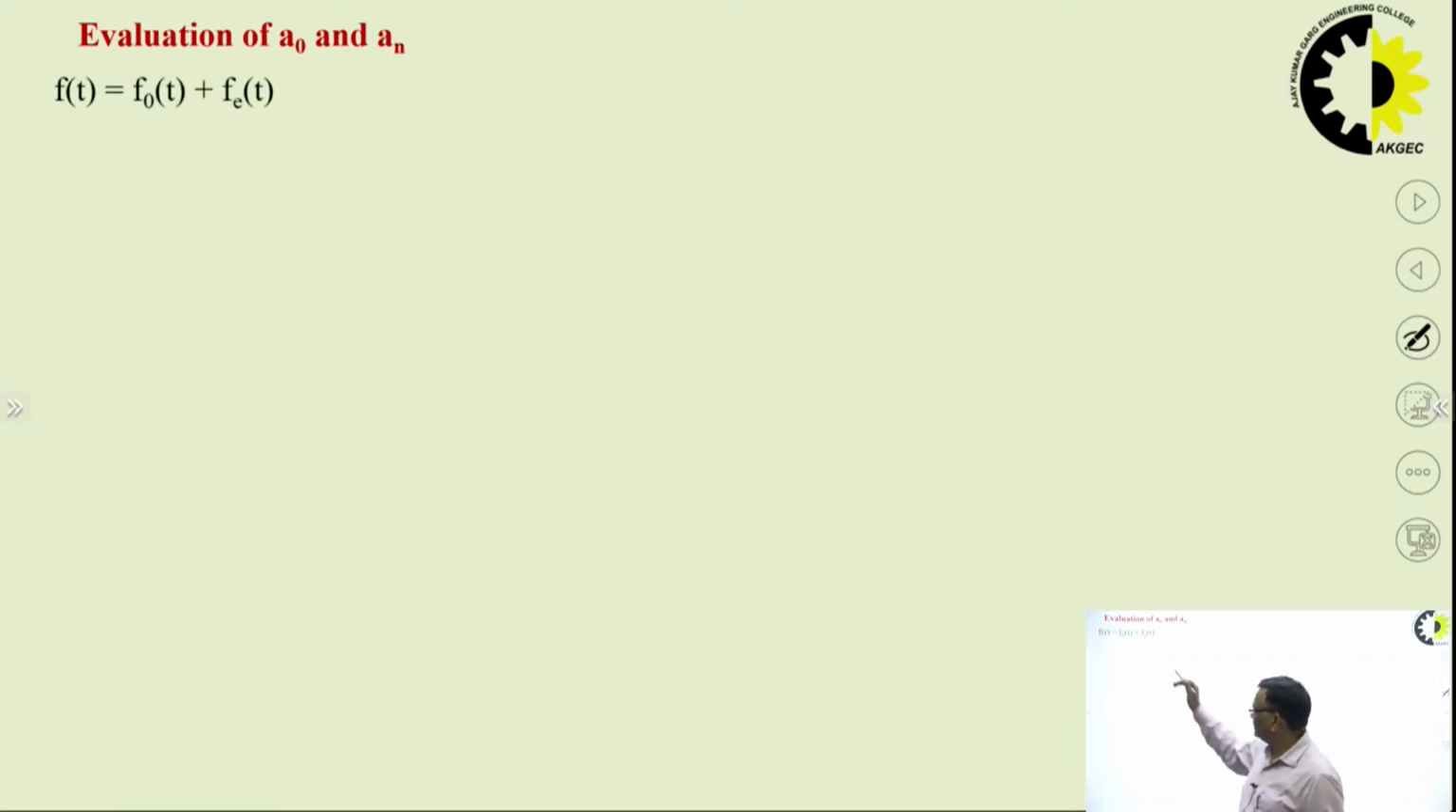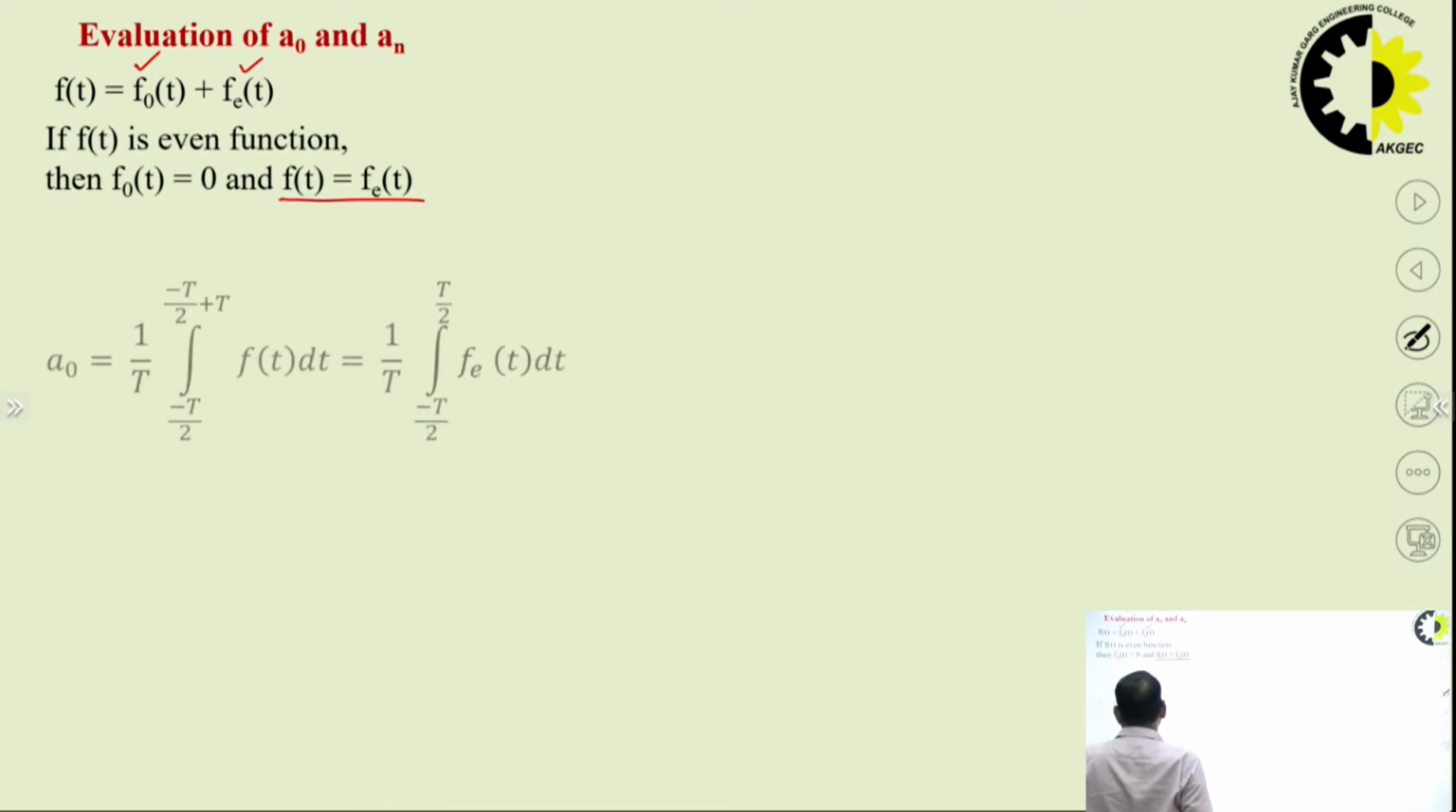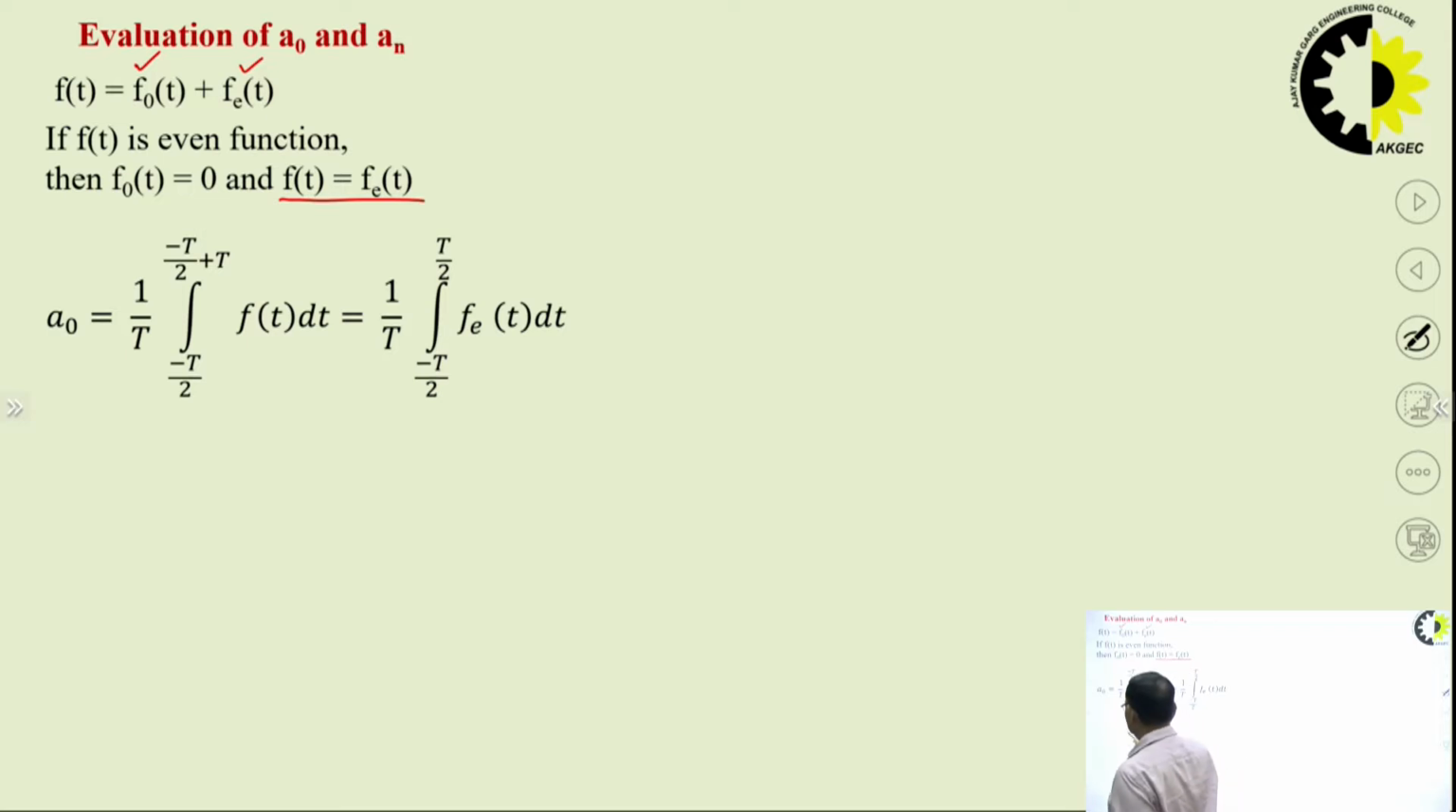Now we have to evaluate only A0 and An. So this is the given function f(t) is equal to f_o(t) plus f_e(t). This is the odd part of the function, this is the even part of the function, and if the function is even, then f_o is 0. So only f(t) is equal to f_e(t). Now, write down the expression for A0. A0 is 1 by T, integral from minus T by 2 to plus T by 2. Basically, it is one time period. If we put here 0, it is 0 to T. So we only have to integrate over one time period. So this is f(t), and we find f(t) is equal to f_e(t), and then we can find the value of A0.